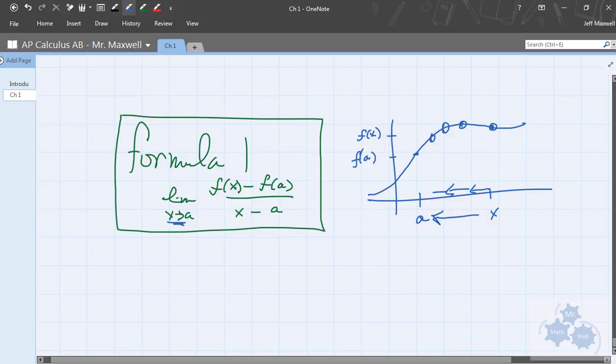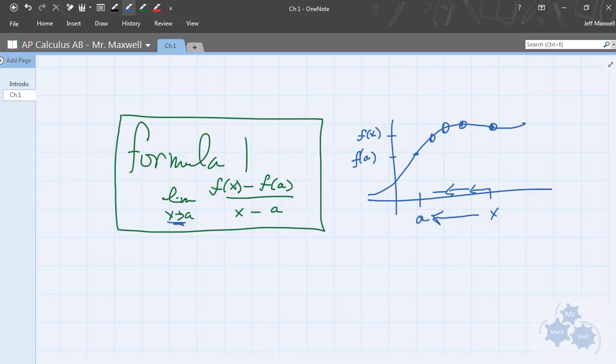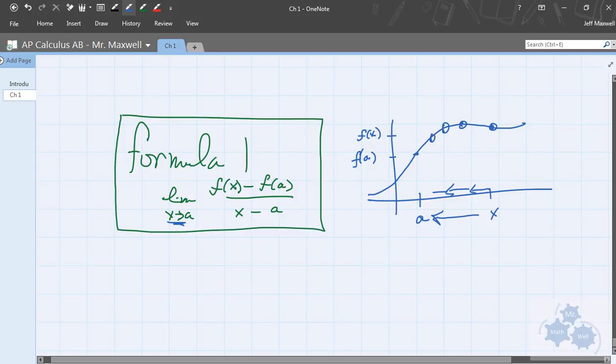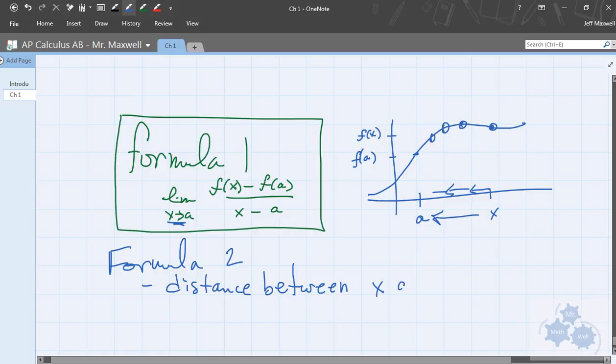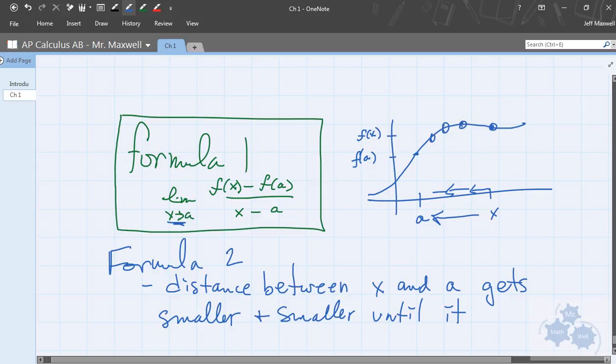Formula 2 is a formula that looks at the same thing, just a little differently, okay? Instead of x approaching A, the big thing in Formula 2, which I want to develop with you, and I'm going to give it to you right now, the big thing is the distance between x and A gets smaller and smaller until it approaches 0.